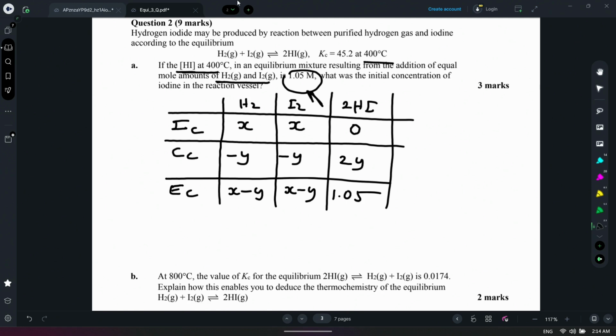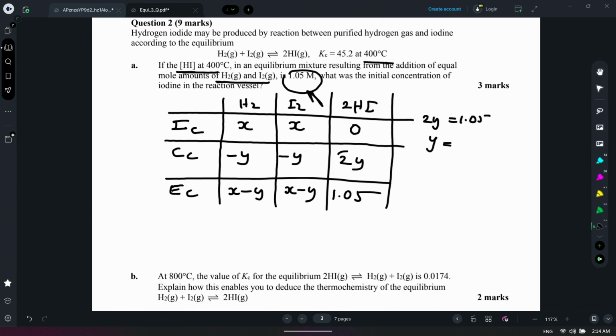All right. Now we need to find out x. What is x minus y? If you know x minus y, you can work out what x is, because we know what y is, because look, it is here, 2y. 2y is equal to 1.05, right? Then we know what y is. You know what the change is.